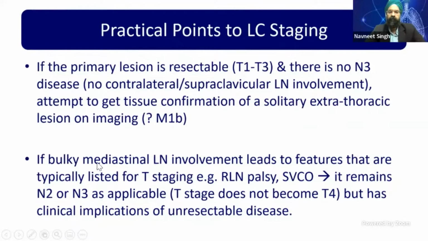The last point is that if there is bulky mediastinal lymph node involvement leading to features which are typically listed for T staging, for example, a recurrent laryngeal nerve palsy and SVC obstruction from a lymph node, not the primary, it remains what is otherwise there, that is N2 or N3 as applicable. The T stage does not become T4. But it has clinical implications of unresectable disease, because typically what is described in the TNM staging charts is a T4 lesion causing SVC obstruction or palsy, but there is no description of the nodal disease causing that.